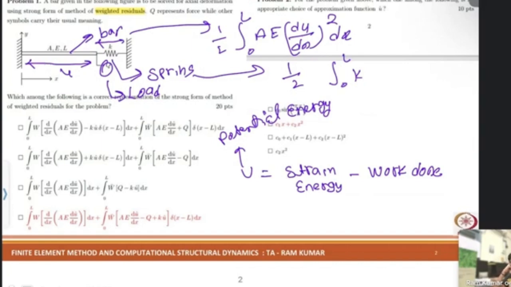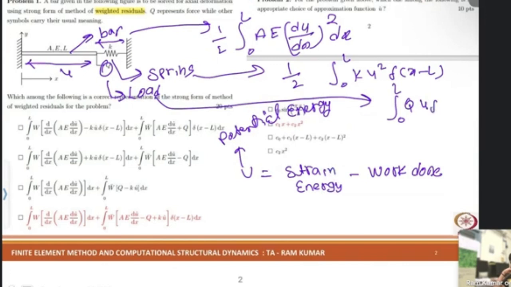One listening. So it will be k u square delta x minus L. And then load having breakdown by load. So breakdown by load it will be 0 to L q. This is load. Then displacement delta x minus L into dx.